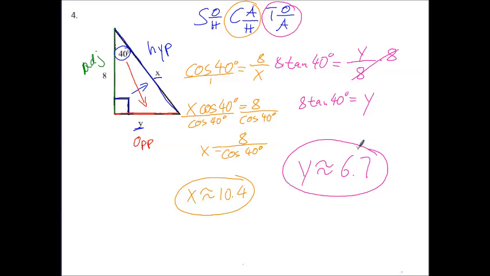Okay, could we have found y a different way after we knew that the adjacent side was 8 units and the hypotenuse was 10.4 units long? Of course, we could have used the Pythagorean theorem, but this time we wanted to practice our trig ratios. And just remember, in math, many times there are more than one ways to get to the right answer.